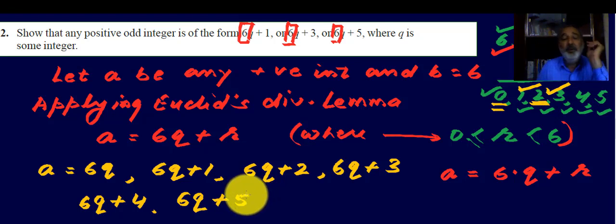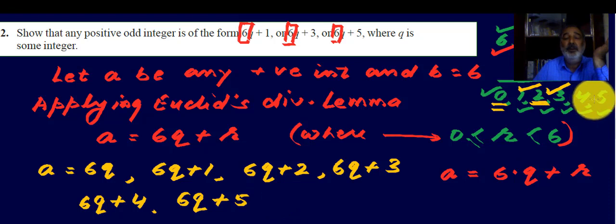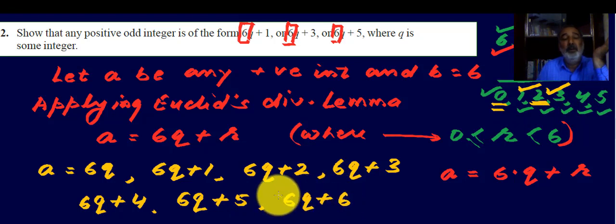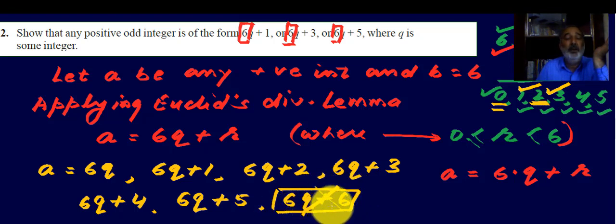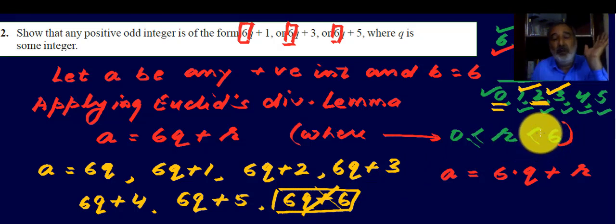Can it have value of 6q plus 6? Obviously not. There is no possibility of 6 here. So don't write this next term. 6q plus 6 should not be written here. There is a restriction. इसको आप नहीं लिखेंगे क्योंकि r की वैल्यू 6 नहीं हो सकती. क्लियर यदि हो गया हो तो मैं आगे और बढ़ जाऊं.